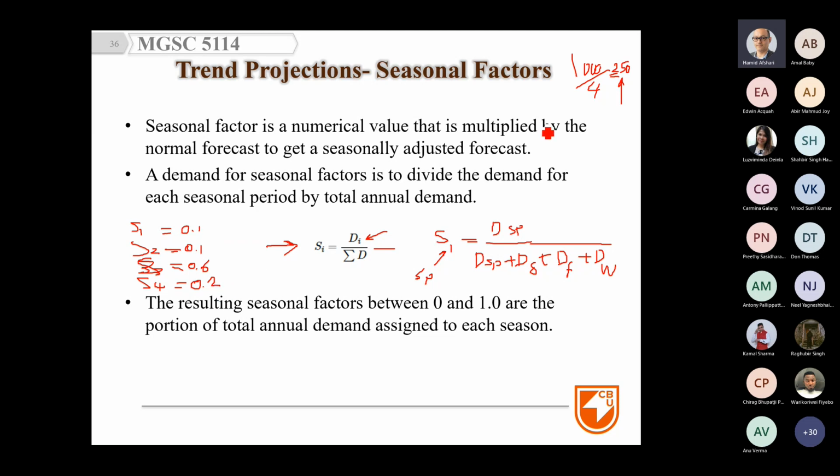So if I have 1,000 jackets as the entire sold items per year, and I know these fractions, I can easily multiply, because the summation of all of them is equal to 1. I can multiply by this number and tell you how much the demand is in spring. So can you let me know how much is the demand in spring? Demand of spring, how much will it be?